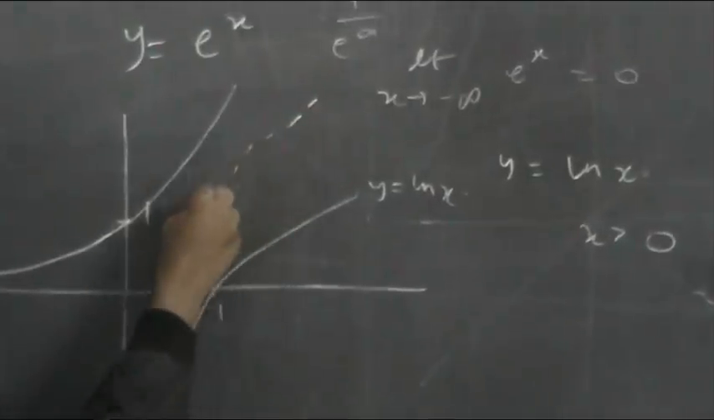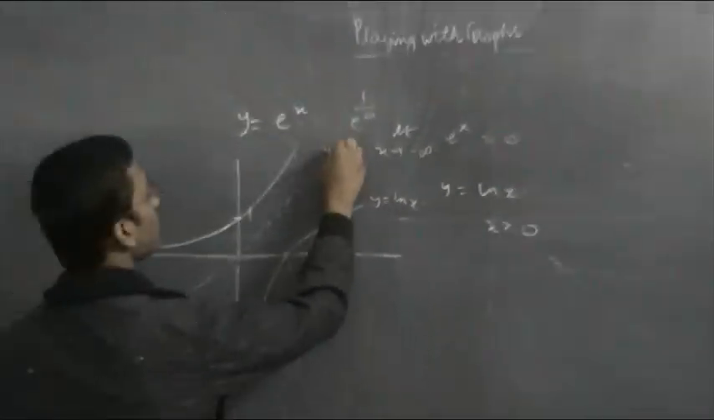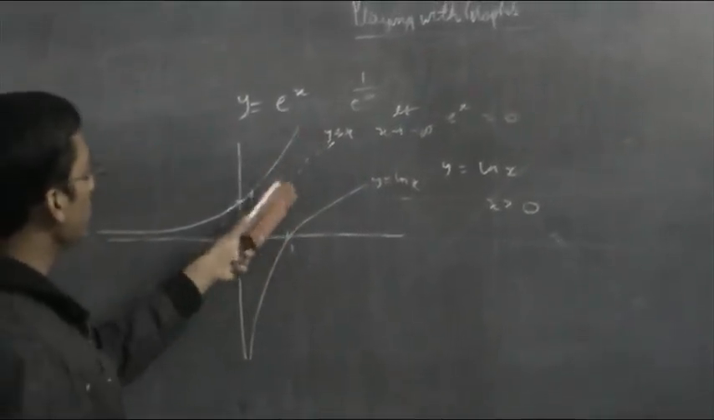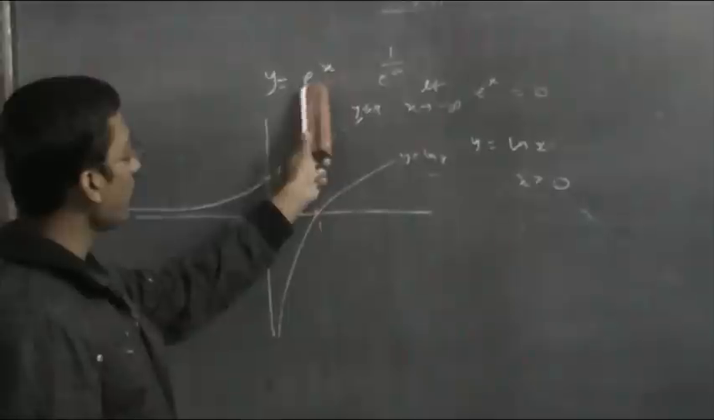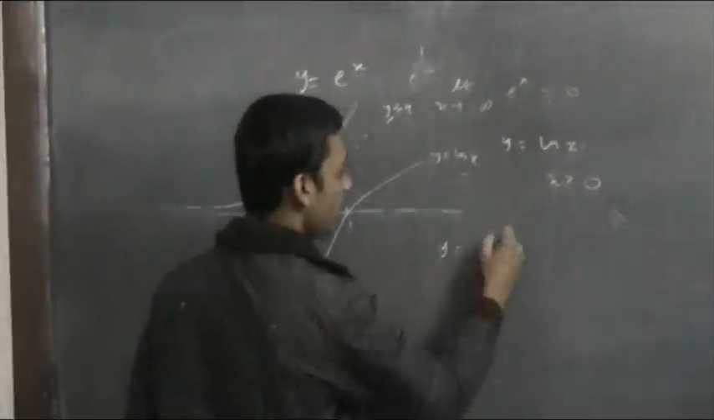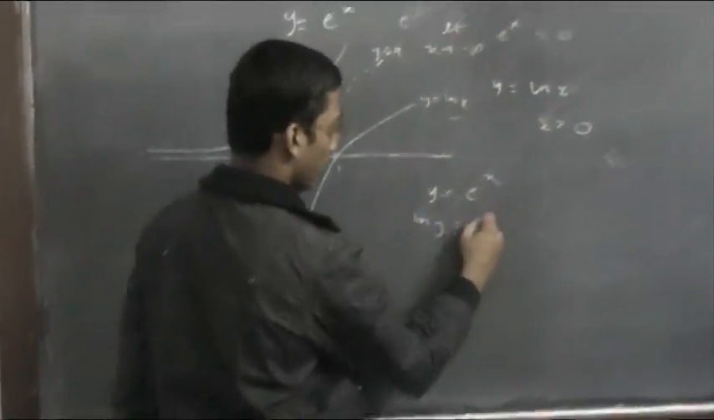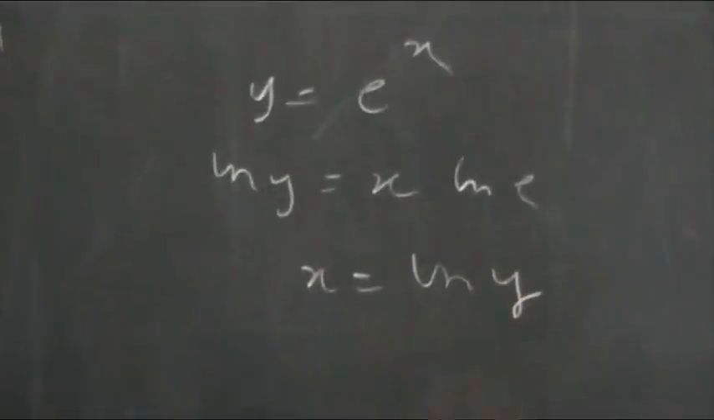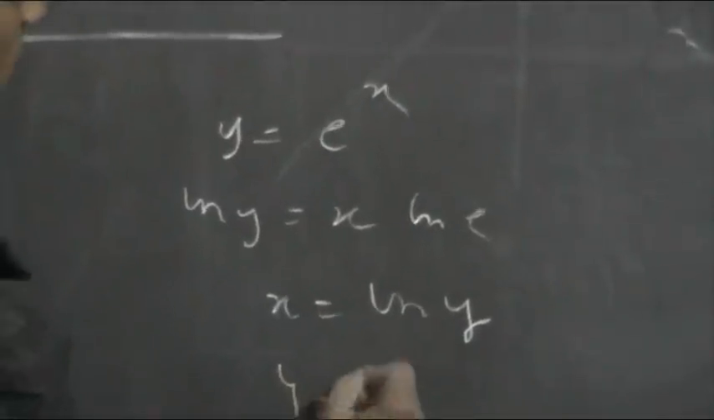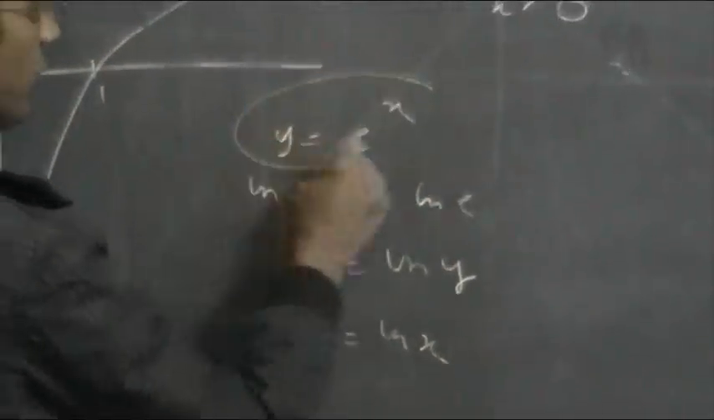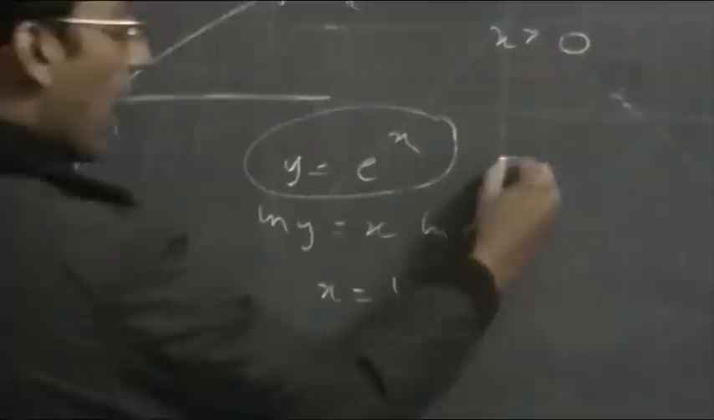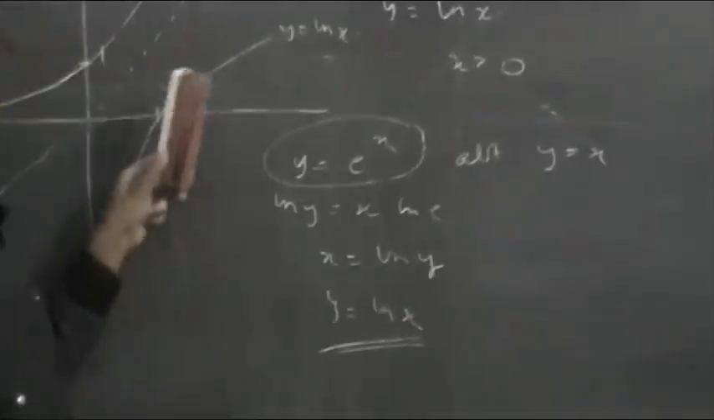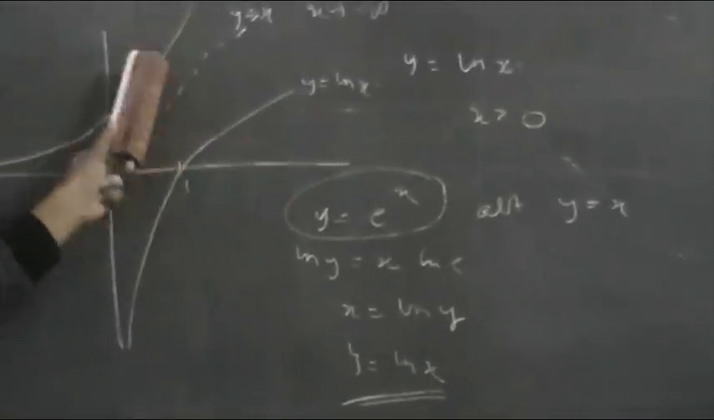Suppose this is the line y equals x. We see that they are the mirror images of each other. Now when do we say they are the mirror images of each other? This is y equals e to the power x. Take log on both sides. x log e. We get x equals log y. And then replace x by y and y by x. We get y equals log x. So the mirror image of y equals e to the power x about y equals x is y equals log x. And from the graph also we see that they are the mirror images.